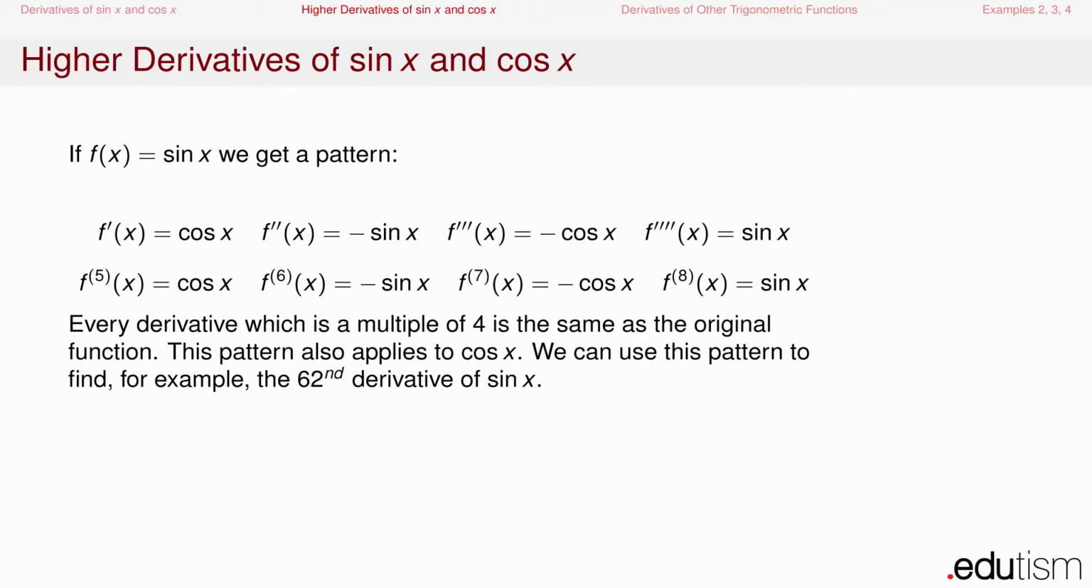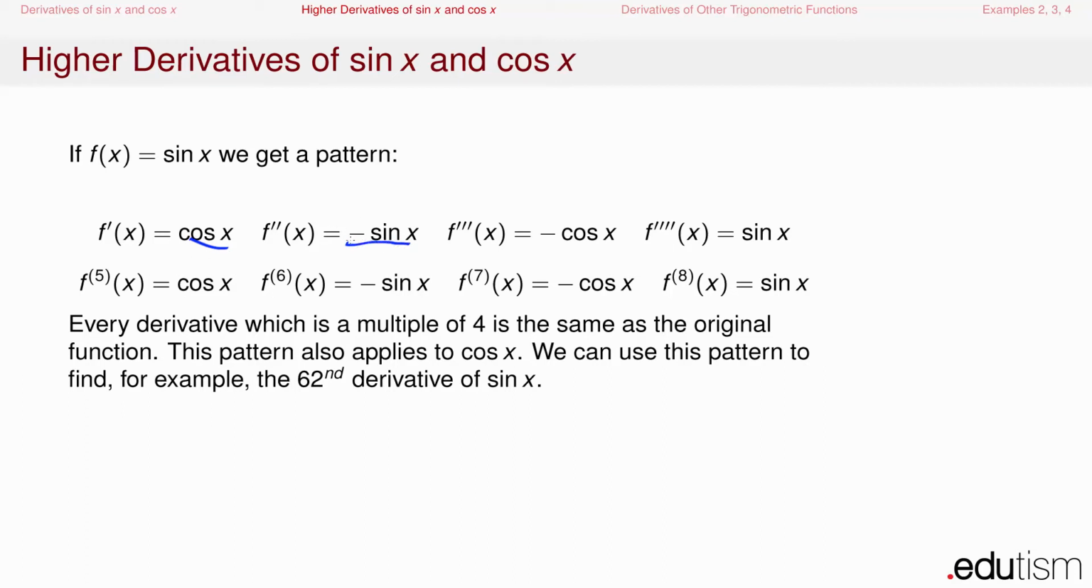Higher derivatives of sine x and cos x. One of the nice things about the sine and cosine derivative rules is that if we start taking higher derivatives, we in fact get a pattern. For example, if our original function is sine x here, if we take the first derivative, we get cos x. If we take the second derivative, the derivative of cos x is negative sine x.